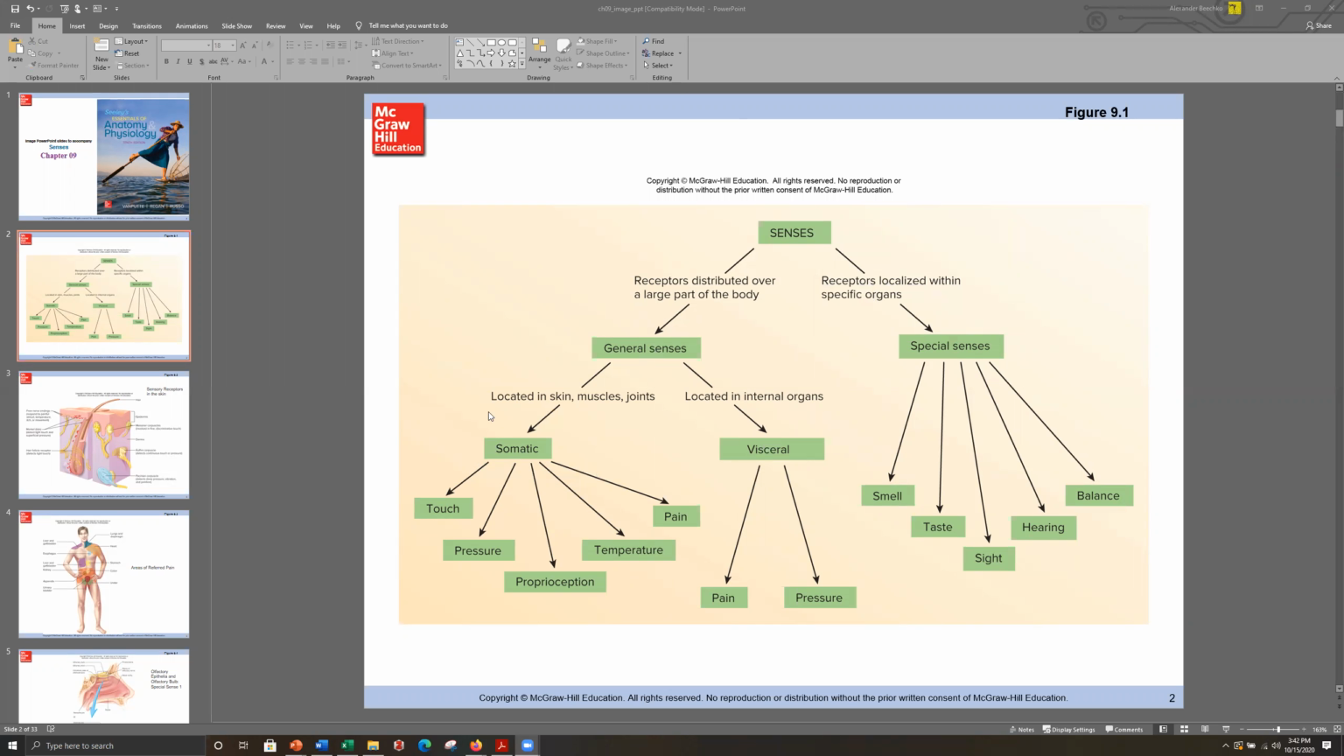The somatic ones are typically located within the skin, muscles, and joints, and those fall under 5 different categories of touch, pressure, proprioception, temperature, and pain. Our visceral fall into 2 major categories of pain and pressure. With special senses, we have our 5 major special senses of smell, taste, sight, hearing, and balance.